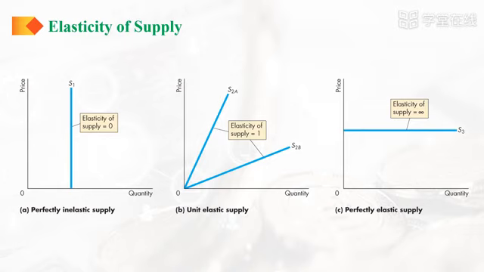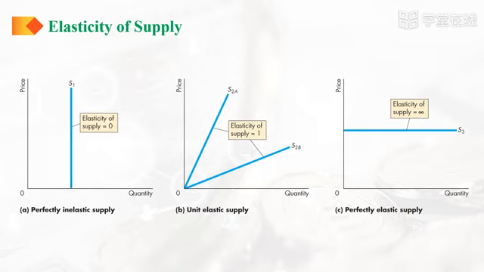A special intermediate case occurs when the percentage change in price equals the percentage change in quantity. Supply is then unit elastic. This case is shown in the middle chart. No matter how steep the supply curve is, if it is linear and passes through the origin, supply is unit elastic.